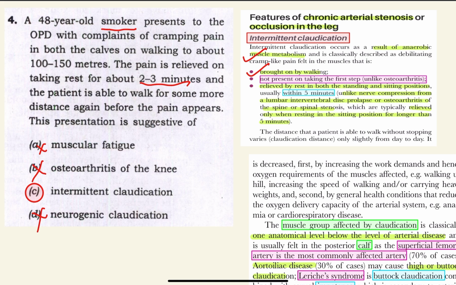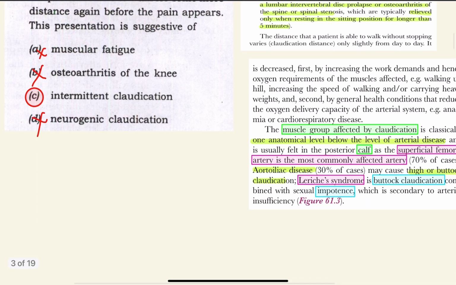So this is intermittent claudication. And a few more important points. The most commonly affected muscle group in claudication is the calf, and the artery most commonly associated is the superficial femoral artery. And Leriche syndrome is buttock claudication, because of aortoiliac disease. So the aorta is affected, the main word is aorta, and the person presents with impotence.